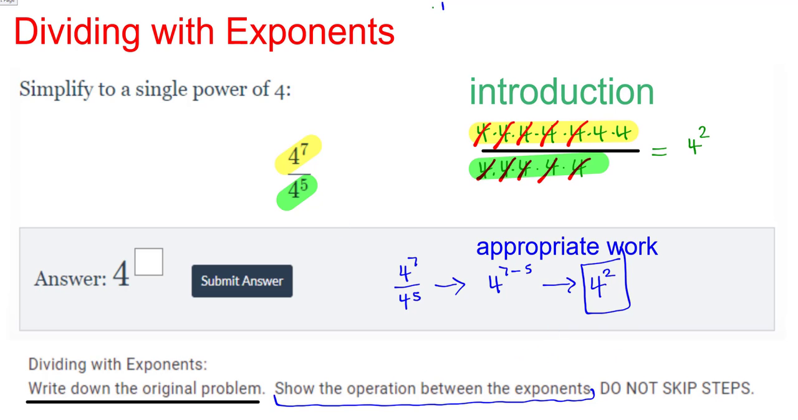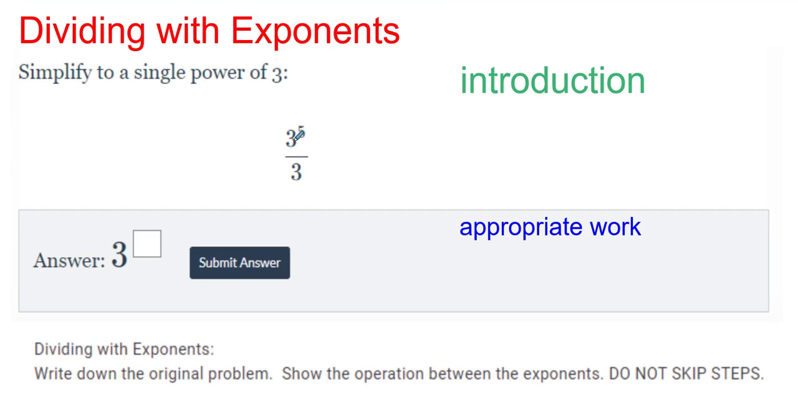All right, let's try one more. Okay, so we've got 3 to the power of 5 divided by 3. I'm going to add a power of 1. And then I'm just going to expand this. So I've got 3 to the power of 5, which means we should have 5 3s. Got that. Give ourselves a fraction bar now. And then I should have 1 3 on the bottom.